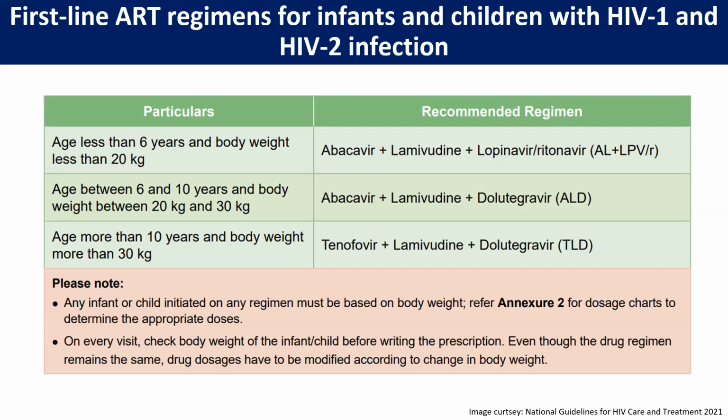So any infant or child initiated on any regimen must be based on the weight. And we have got a dosing chart. You can go through that. At every visit, check the body weight of the child, because these children are growing rapidly. Their weight will increase, so you have to augment their dosage based on their body weight. We have seen many times that one of the important causes of treatment failure, especially early treatment failure, is inadequate dosage. They would have been started on some dosage and you would have continued with the same dosage in spite of the child gaining a good amount of weight. So we have to check the body weight at every visit, and appropriate dose adjustment should be made.